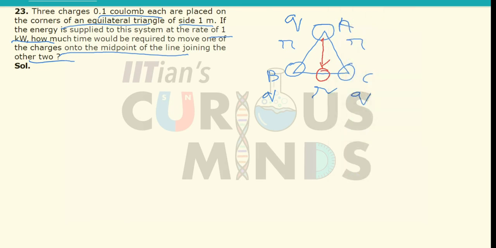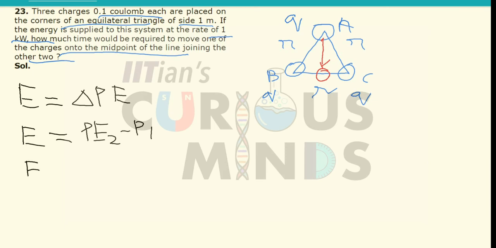In order to do that we have to provide certain energy. This energy provided will be equal to the difference of potential energy in the second configuration and the first configuration, which is potential energy 2 minus potential energy 1. Now this is the energy provided. So the time required to attain this potential energy 2 will be given by power, energy per unit time, equal to PE2 minus PE1 divided by t. We have to calculate this value of small t.